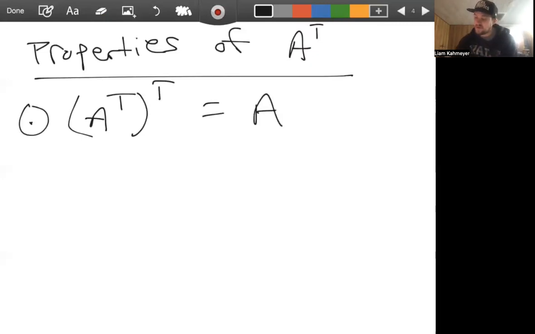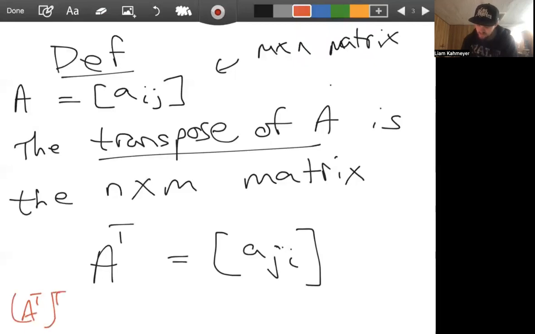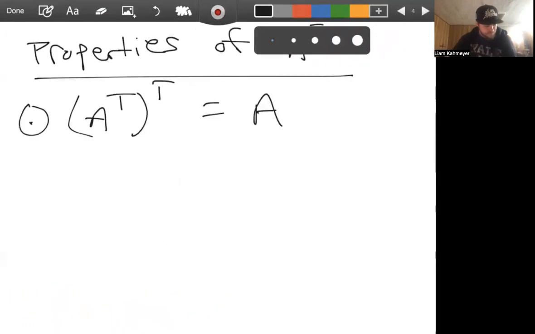And this makes sense, right? You could prove this almost immediately because if A transpose is Aji, well then the transpose of A transpose would go back to Aij, but that's just A, right? You could almost see this proof in one line there in red.